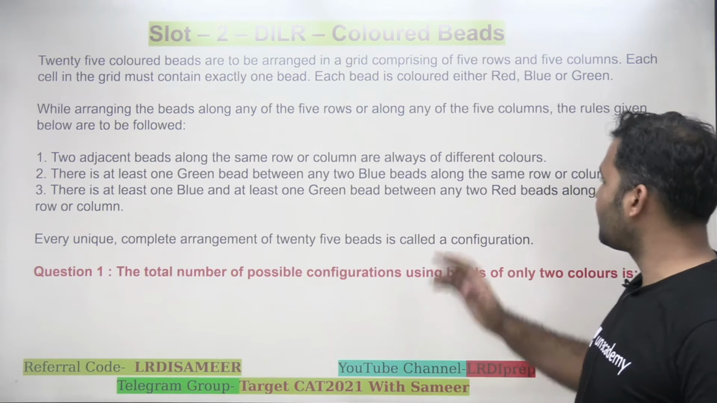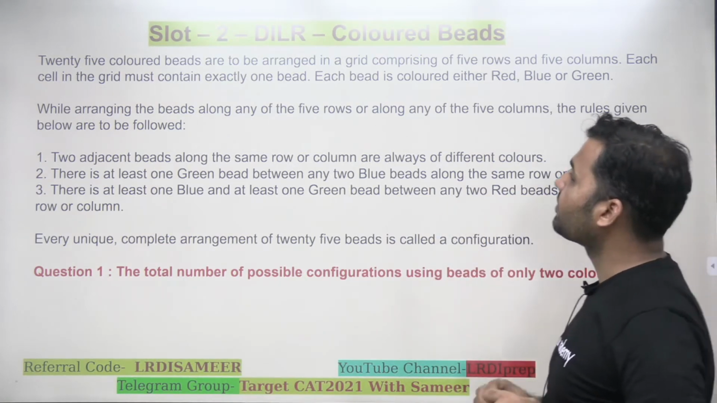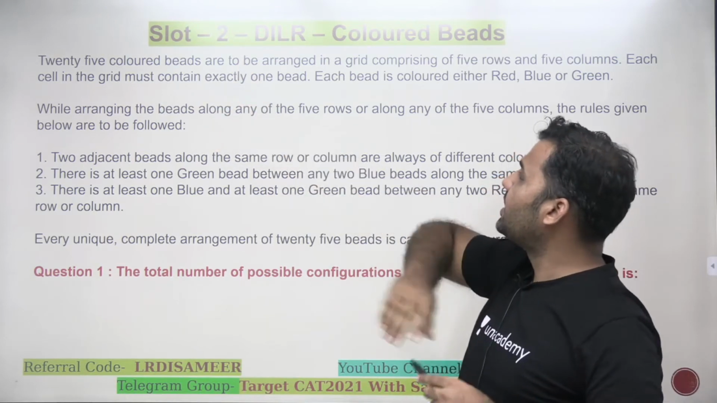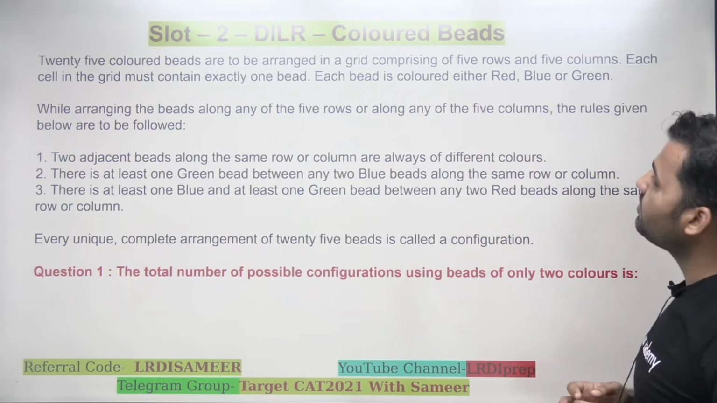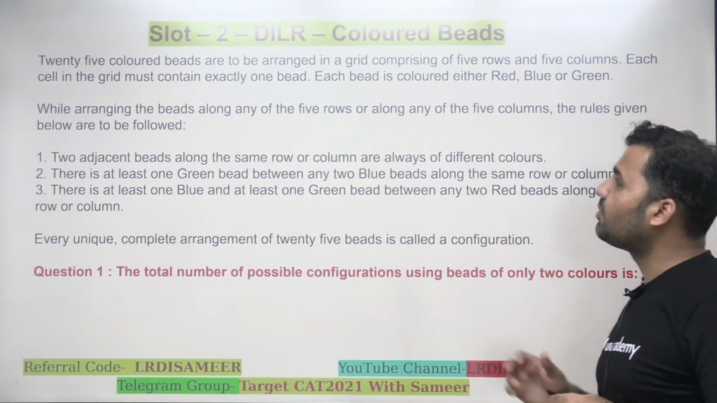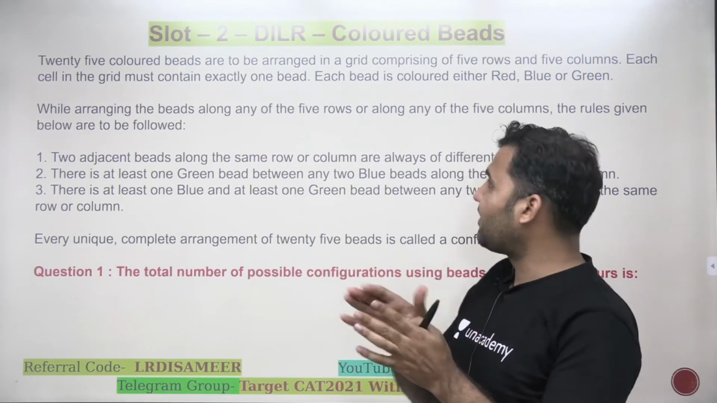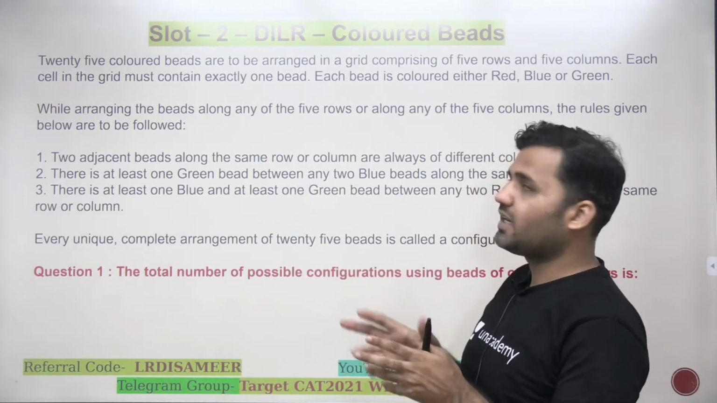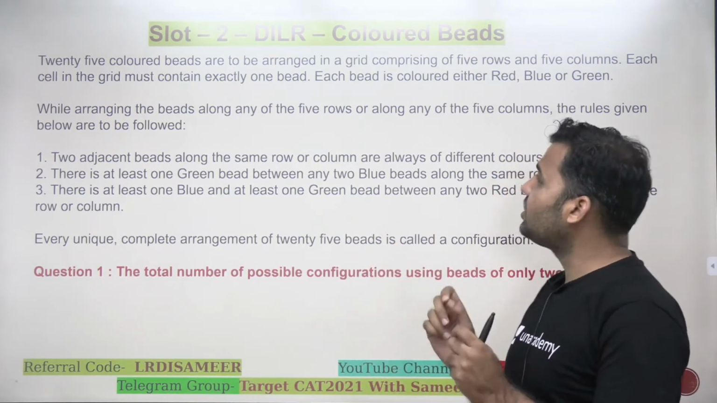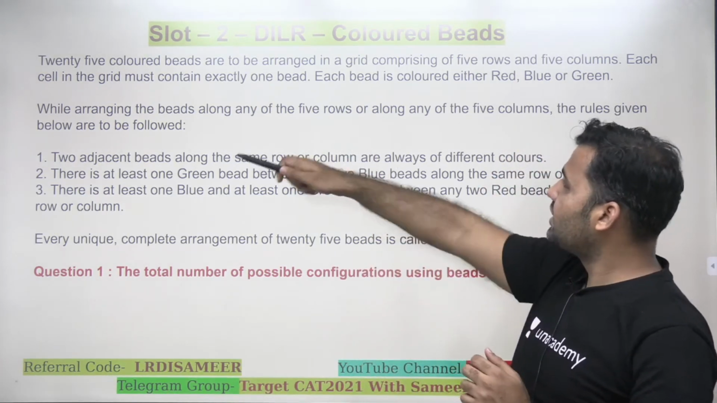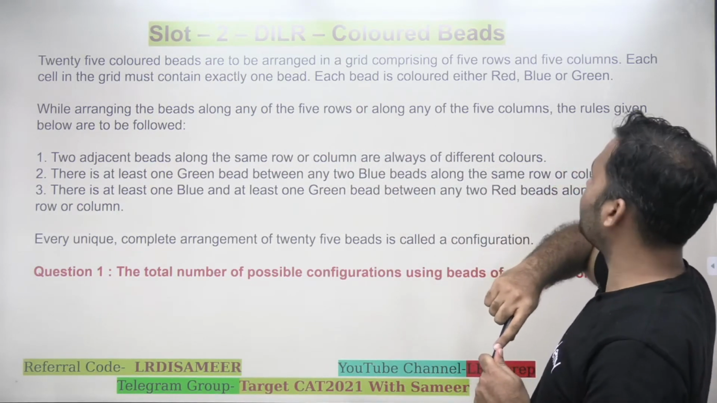Quickly go through the instruction parts. Very important that you first understand the basic information here. It says 25 colored beads are to be arranged in a grid comprising 5 rows and 5 columns. Each cell in the grid must contain exactly 1 bead. So you have to make a 5 into 5 grid, right? A kind of 5 into 5 matrix with 25 cells, and each cell needs to have a colored bead, right, with some colors, and those colors are not mentioned.